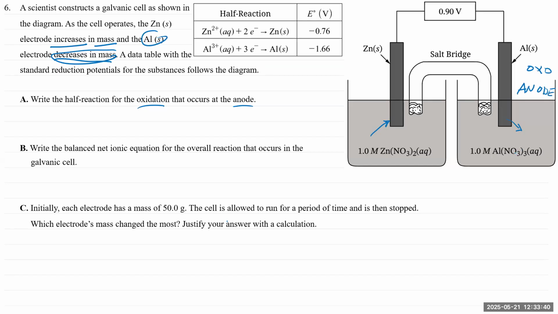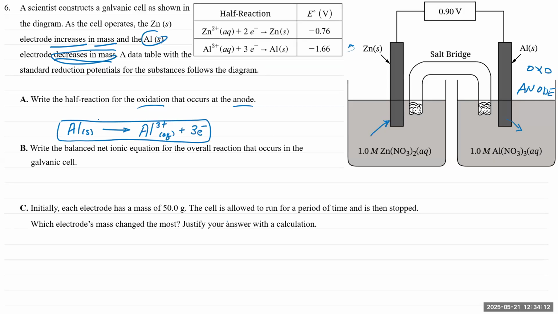So what we want to do is write the aluminum half reaction, but write it in reverse because this is a reduction potential. So let's go ahead and do it. We're going to write aluminum solid oxidizes into aluminum 3 plus aqueous plus 3 electrons, and that is the answer to A.